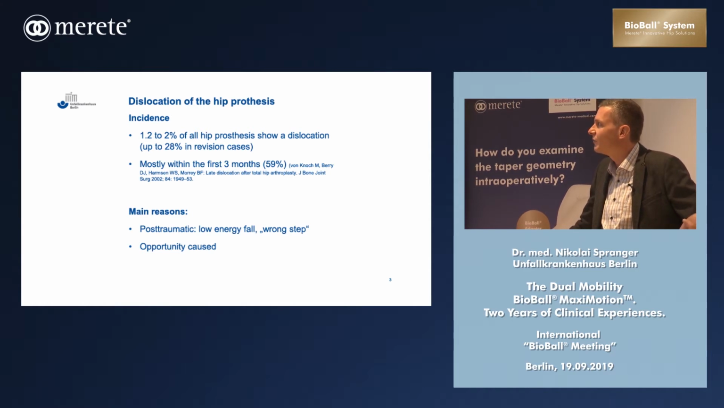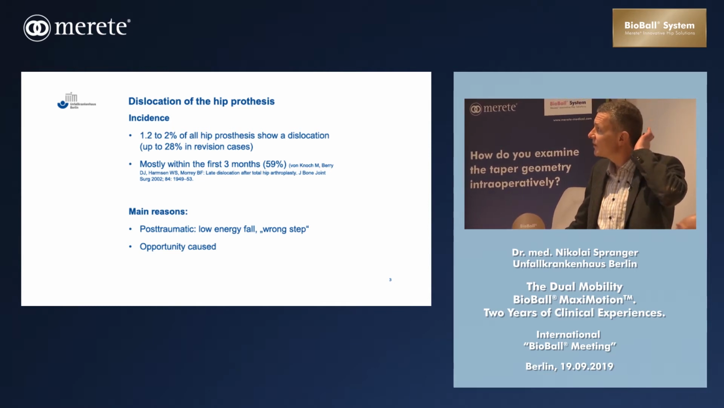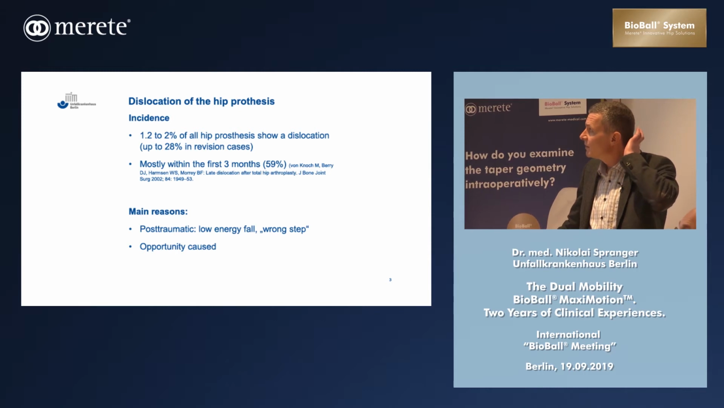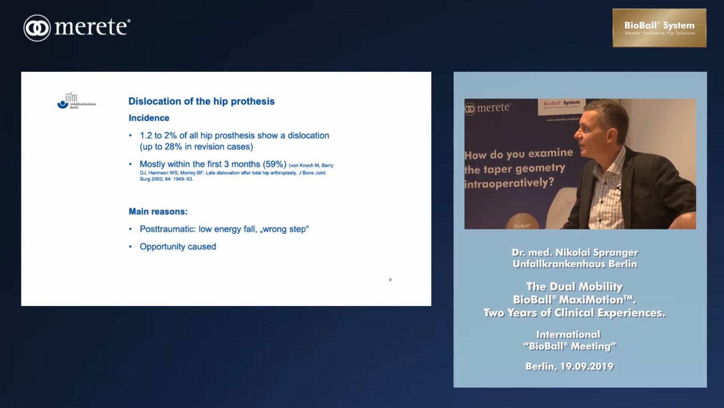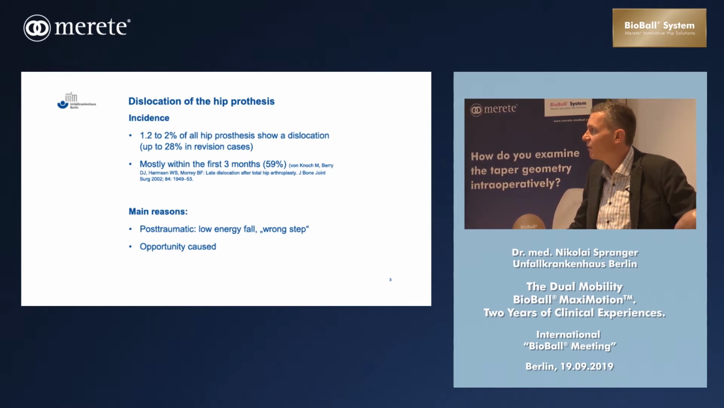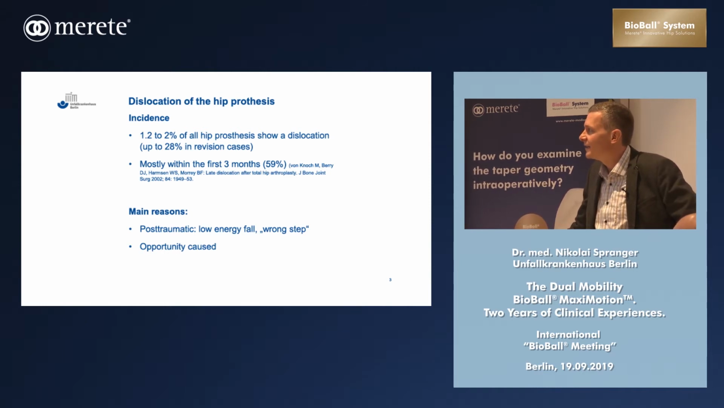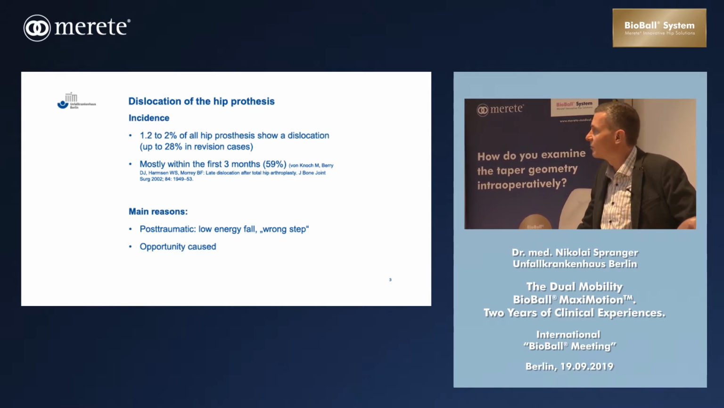The incidence of dislocation is 1 to 2% of all hip arthroplasties, up to 28%. I wouldn't go to a hospital with 28%, but this is what the literature says, and most of the dislocations occur in the first 3 months. So we have main reasons. One is post-traumatic: the low energy fall, the wrong step, as you all know, that the patient tells, and an accident-caused dislocation of the hip arthroplasty.